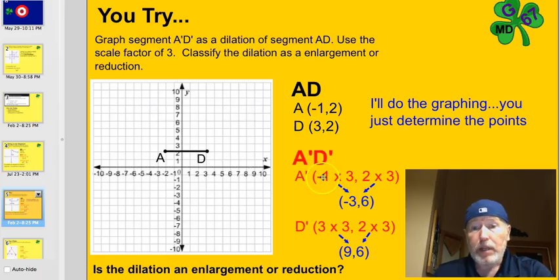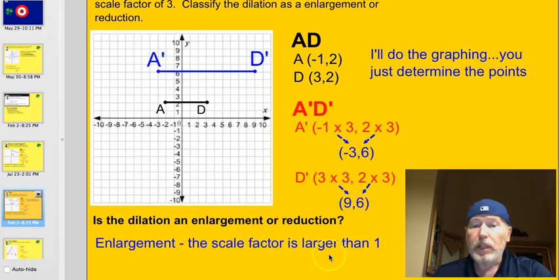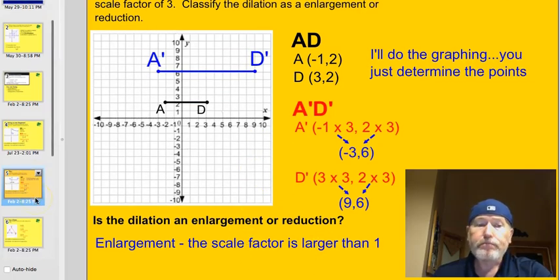A prime is going to be -1, 2, those are my original coordinates. Just multiply each side of that coordinate pair by the scale factor of 3. My new coordinates would be -3, 6. D prime, do the same thing. Multiply each side of your coordinate pair by the scale factor of 3. Your new coordinate pair is 9, 6. It'll look something like this when I graph it for you. Okay? Again, same slope. Definitely an enlargement, but we knew that. The scale factor was greater than 1.